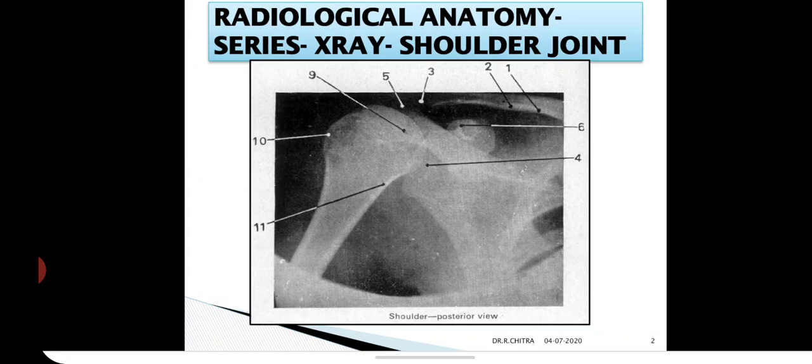Radiological anatomy series: X-ray shoulder joint, posterior view. This shoulder joint is seen from the posterior view. That means the X-ray tube is placed in the posterior part of the shoulder joint and the X-ray is taken. That is the posterior view. Now you can see the shoulder joint and the adjoining bones, which are seen as radio-opaque. Can you identify the parts of these bones which are seen?